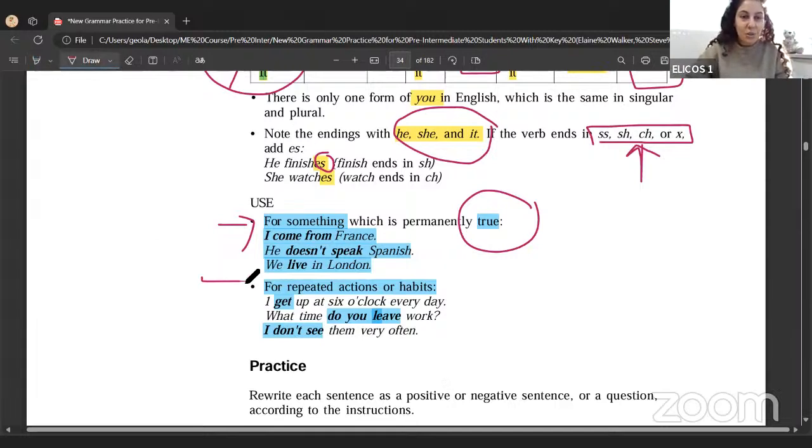So those are the two ways that we need to use the present simple. One is for true information, and one is when I talk about my habits or my daily routines. What do I do? Not just today, but in my whole week, in my whole month, in my whole year. It's a routine. Okay, so let's practice.